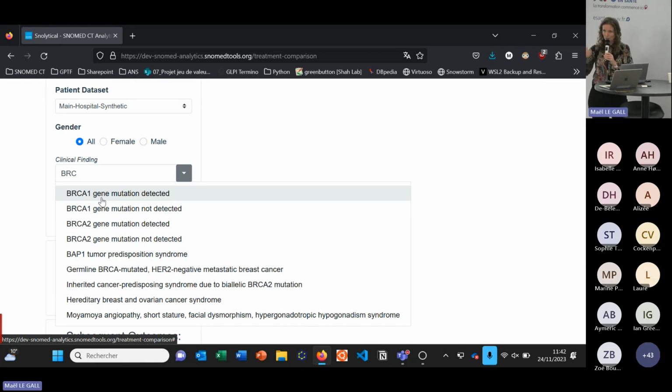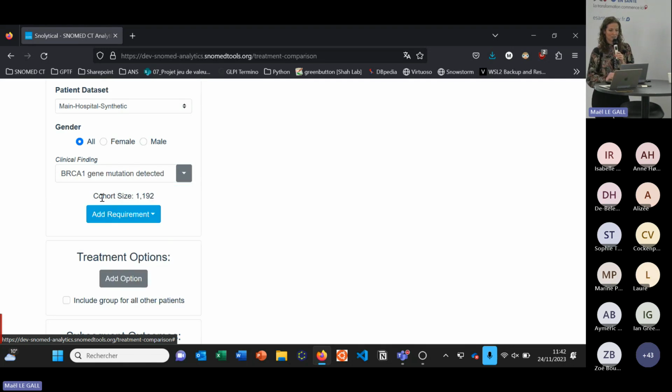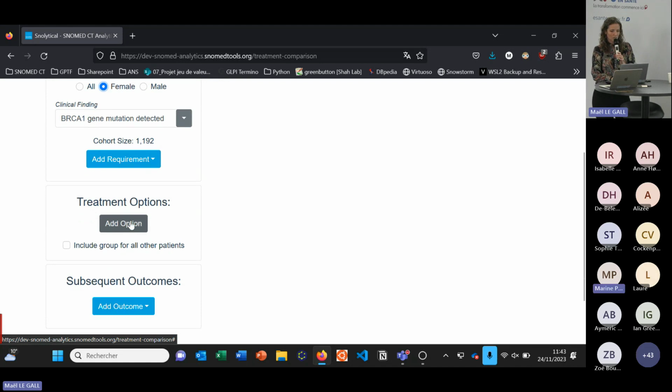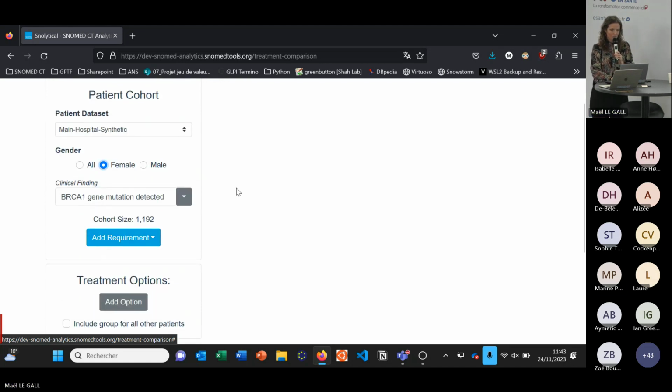So now I do a search in SNOMED, and I said that it's a clinical finding, so I make sure that it's the finding. So now my cohort size is down to almost 1,200 patients. We could also filter on the females. I think they are all female. And now we want to look for treatment options.